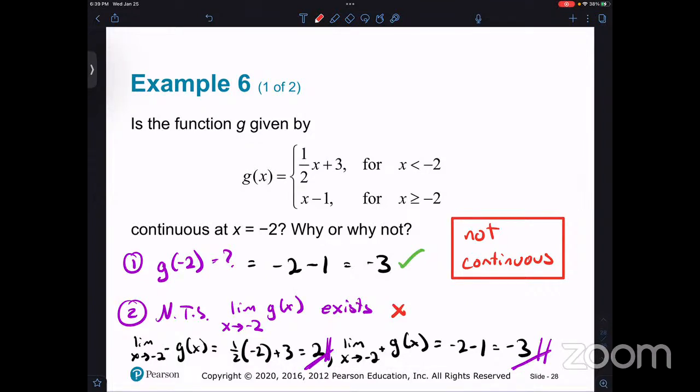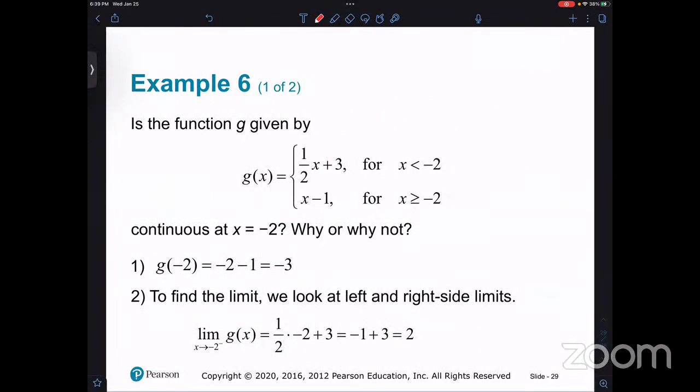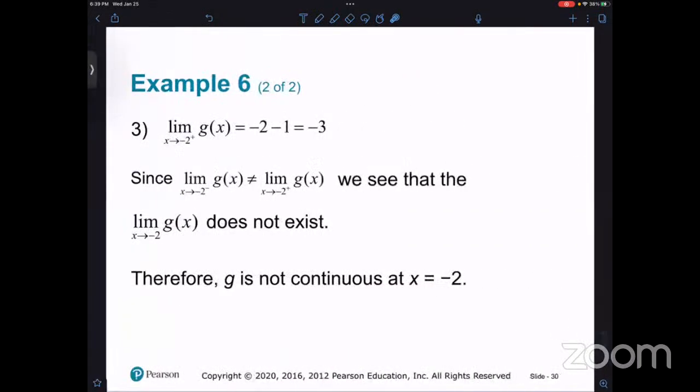Okay, so let's look at the next example. I think we got this, right? It is defined. When you plug in -2, you get an output. To find the limit, we look at the left and the right side limits, right? As x approaches -2 from the left, the output was 2. As x approaches -2 from the right, the output was -3. Since the left-hand limit is not equal to the right-hand limit, that means the actual limit itself does not exist. Therefore, g is not continuous at x equals -2.